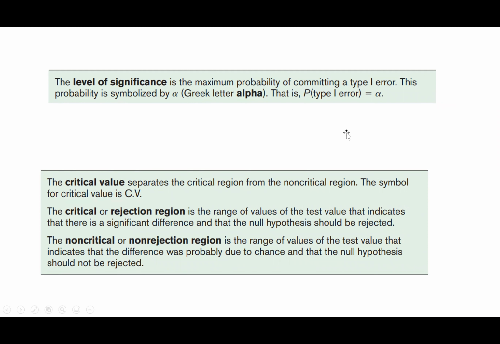The critical value separates the critical region from the non-critical region. The symbol of critical value is CV. The critical or rejection region is the range of values of the test value that indicates that there is a significant difference and the null hypothesis should be rejected. The non-critical or non-rejection region is the range of the values of the test value that indicates the difference was probably due to chance and that the null hypothesis should not be rejected.